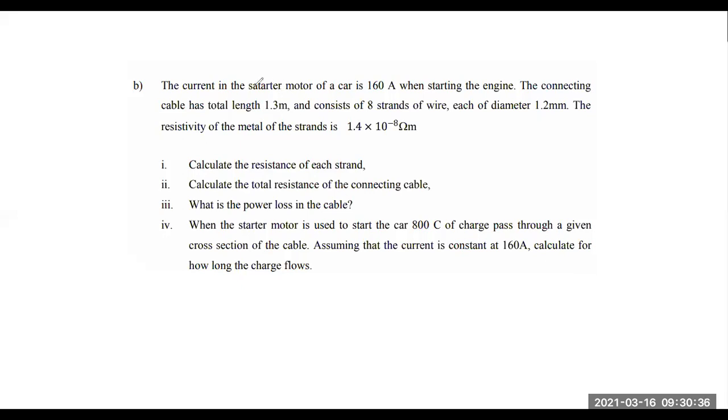Next question. The current in the starter motor of a car is 160 ampere when starting the engine. The connecting cable has a total length of 1.3 meter and consists of 8 strands of wire, each of diameter 1.2 millimeter. The resistivity of the metal of the strand is 1.4 into 10 to the power minus 8 ohm meter. Calculate the resistance of each strand.